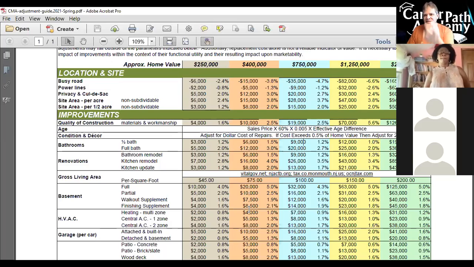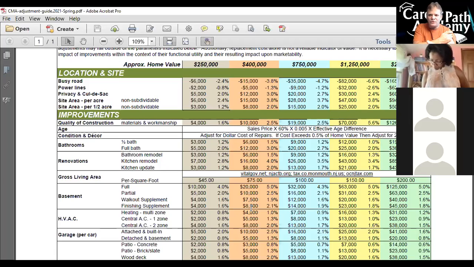Now, this is better data than you being an experienced agent in the area and knowing the area. Because even then, in your market, you're not going to know how much a half bath is worth or not. You're still taking a guess.